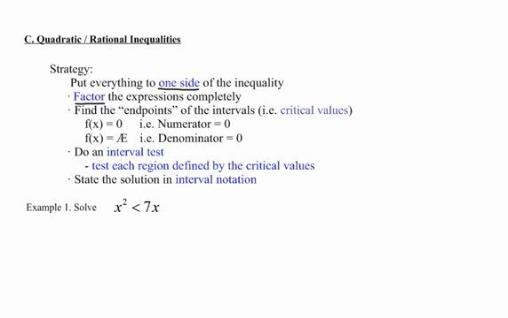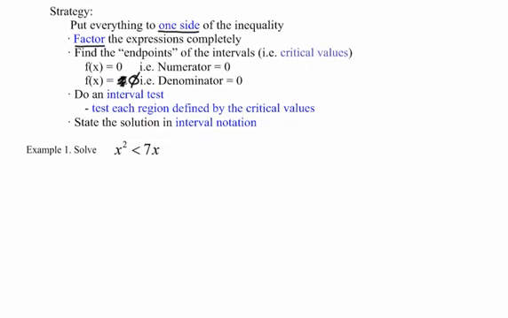Then we're going to factor, and the factoring is going to give us our critical values, our endpoints. There are two places we have critical values: when our numerator is 0 or when our denominator equals 0. If our denominator equals 0, that means it's undefined. You can't divide by 0. So all critical values will come from those two locations. What would make my numerator 0? What would make my denominator 0? Then do an interval test, which you've done in grade 11, so we'll review that. Test each region defined by the critical values, and state our answer.